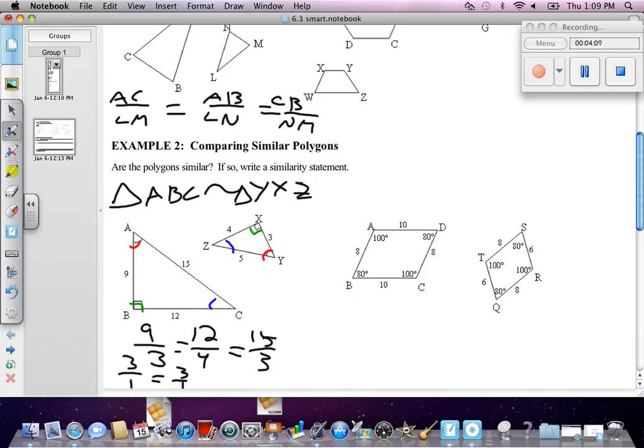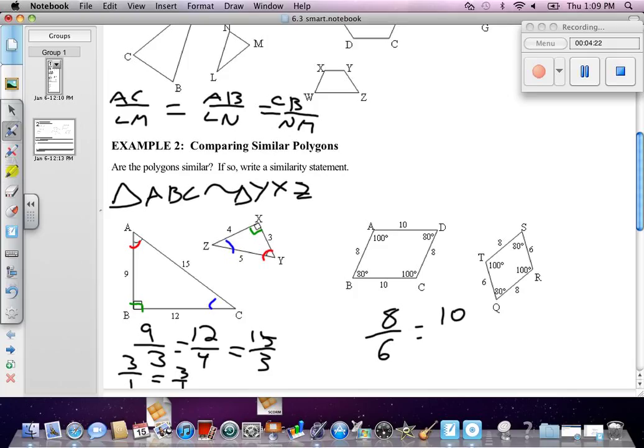Okay, do they have all the corresponding angles? Are they congruent? Yeah. Okay, so now we have to see if the sides are proportional. So I'm going to do AB first. What is the corresponding side for AB? TQ, which is 6. And we have to see if that's the same as AD, which is 10.